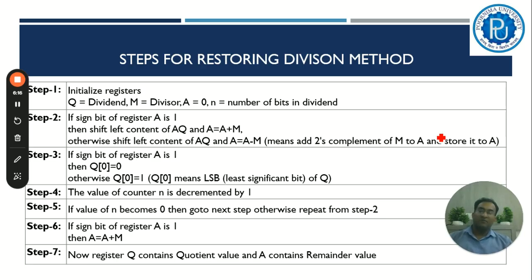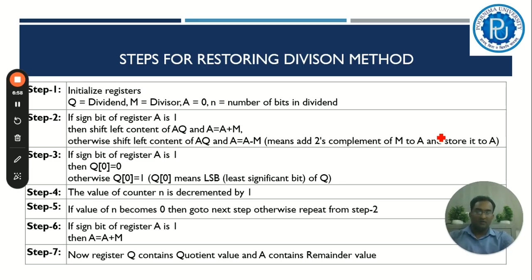After this, step number 4, the value of the counter n is decremented by 1, and we will follow these steps till the value of the counter becomes equal to 0. Now, if the value of n becomes 0, then go to the next step. Otherwise, repeat from step 2. That means we have to repeat it from step number 2 there. Step 6, if the sign bit of A is 1, then A = A + M, and step number 7 is what? Step number 7 will give us that now register Q contains the quotient value and A contains the remainder value there.